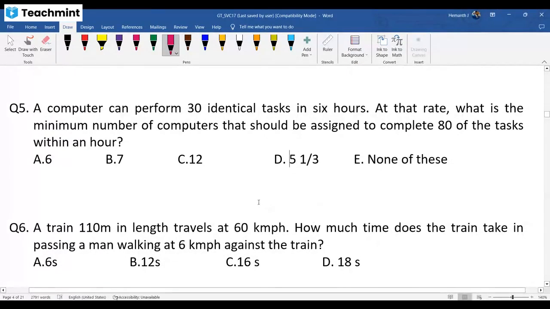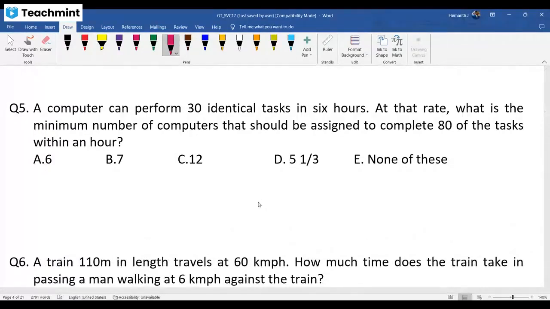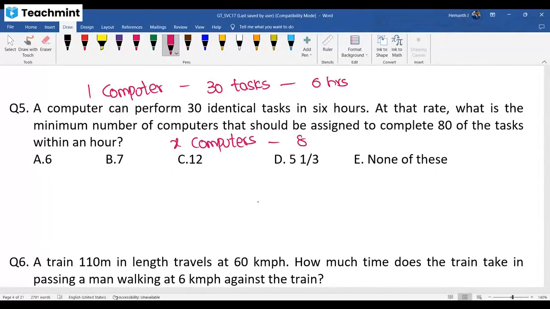A computer can perform 30 identical tasks in 6 hours. At that rate, what is the minimum number of computers that should be assigned to complete 80 of the tasks within an hour? Here, this is again chain rule, I can say. For one computer, the work to be done is 30 tasks, and the time taken is 6 hours. Now they're asking how many computers are required. Let's say X computers are required to complete 80 tasks in 1 hour.